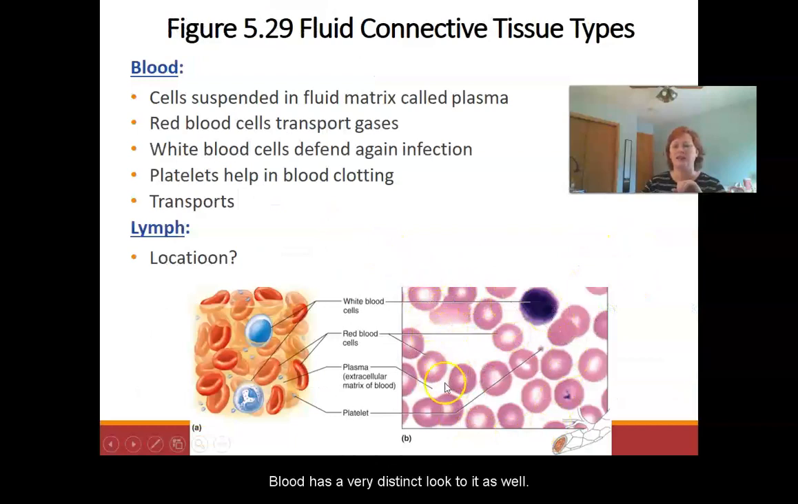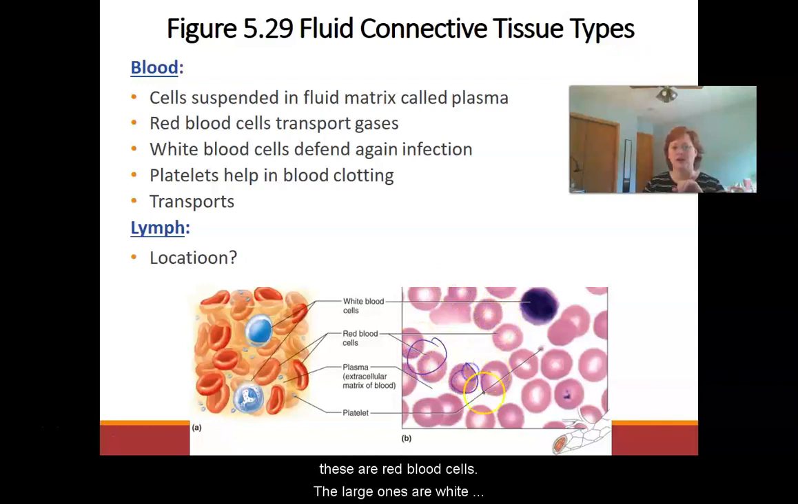Blood has a very distinct look to it as well. Each of these little pink discs here, these are red blood cells. The large ones are white blood cells. And then you see little pieces of cells, and those are the platelets that help you with clotting.